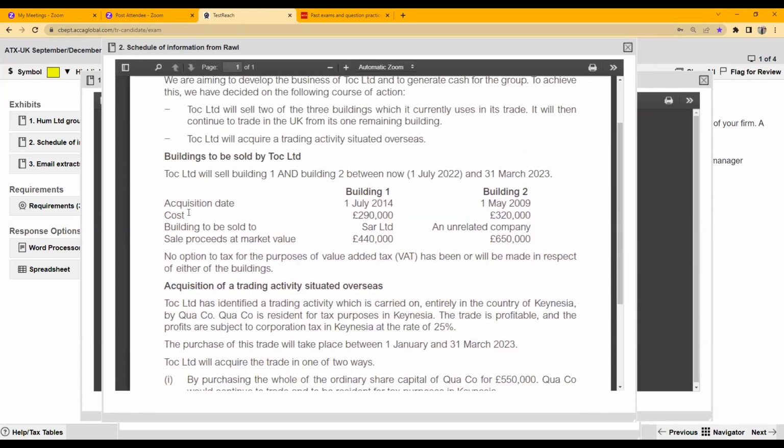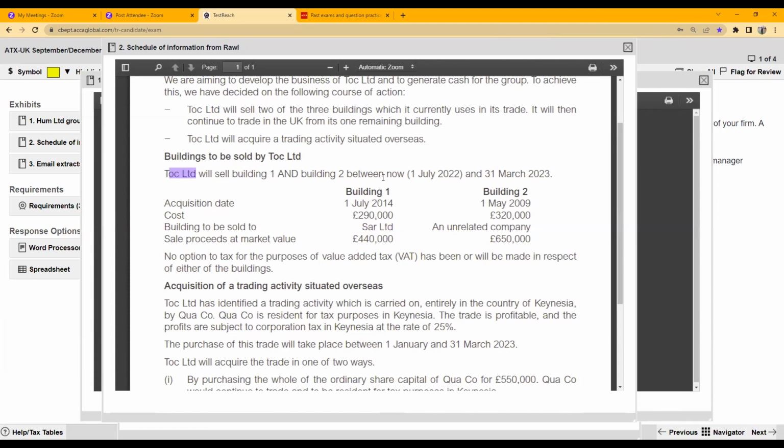With respect to the first building, the acquisition date is 1st July 14, cost 290, and the building is to be sold to SAR Limited. One important point: Talk Limited would be disposing this building 1 to SAR Limited, which is a group company. As we have discussed, there are multiple implications. In capital gains, no gain, no loss. Number 2, for VAT purposes, these companies are single VAT group companies, so no VAT implications. Number 3, for SDLT, if there are group companies, then no need to pay stamp duty land tax. By looking at one single name, all of these points should click in your mind.